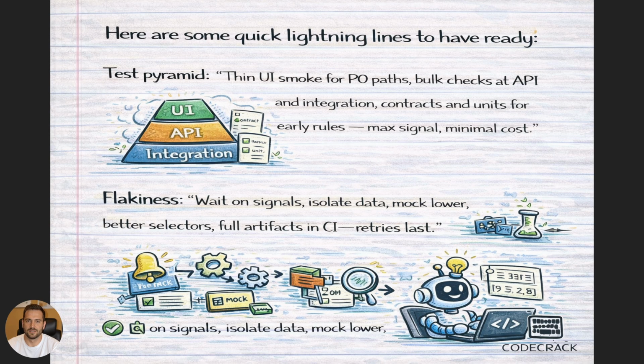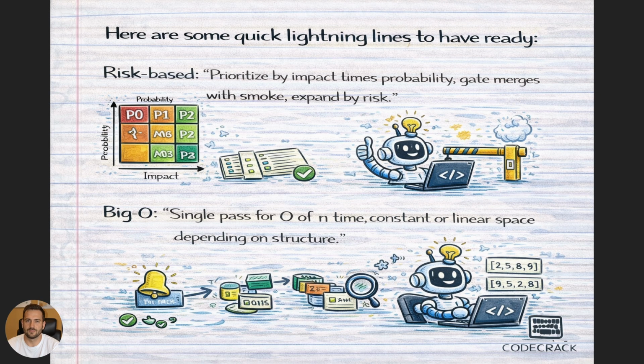Here are some quick lightning lines to have ready. Test pyramid: thin UI smoke for P0 paths, bulk checks at API and integration, contracts and units for early rules. Max signal, minimal cost. Flakiness: wait on signals, isolate data, mock lower, better selectors, full artifacts in CI, retries last. Risk-based: prioritize by impact times probability. Gate merges with smoke, expand by risk. Big O: single pass for O of n time, constant or linear space depending on structure.